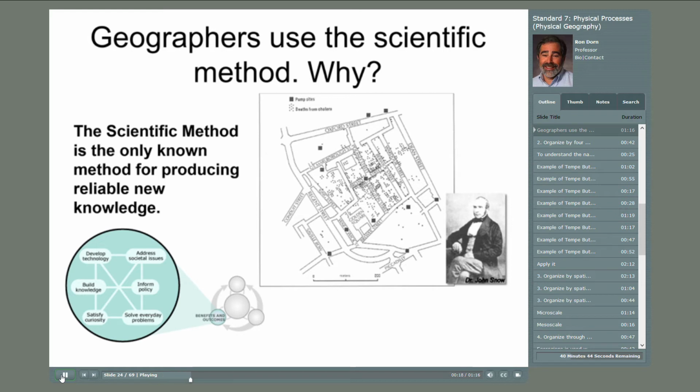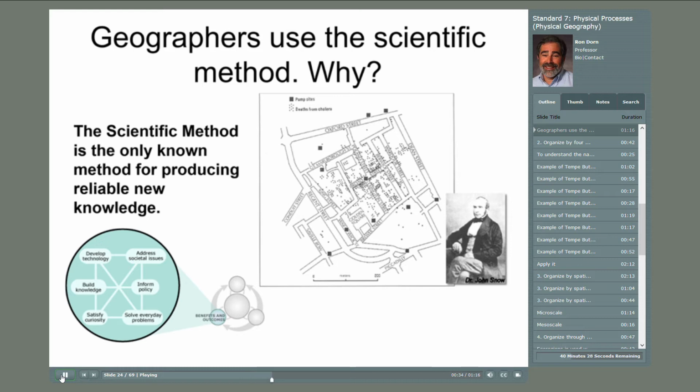Do you use a cell phone? Do you watch TV? How are the TV images made? How come you can use the cell phone? It works. All of the technology that you rely on is a product of science.